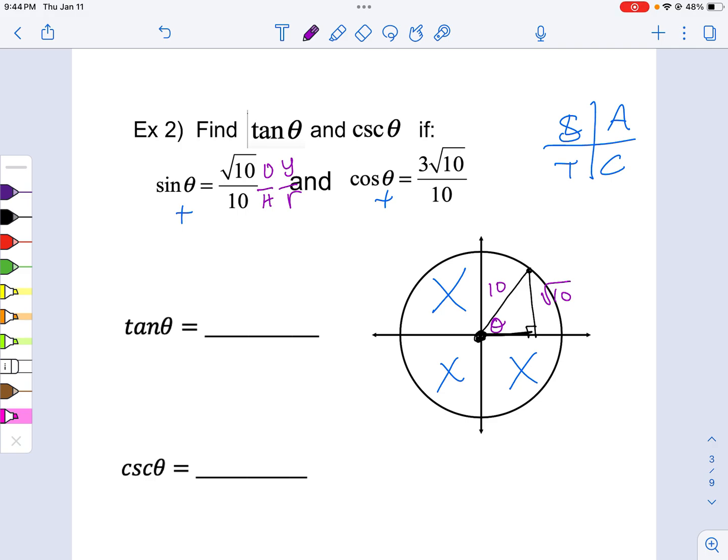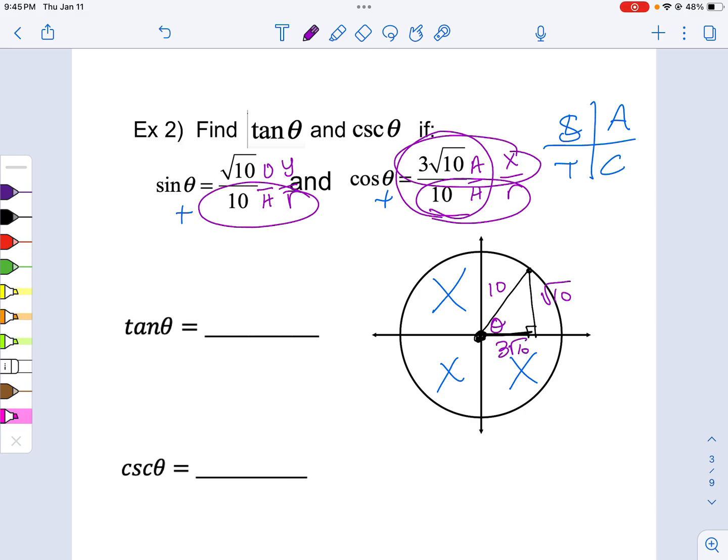Now, the nice thing here is I don't have to do the Pythagorean theorem because it gives us some more information. I know that cosine is the adjacent over the hypotenuse, or the x value over the r value. Because the 10 is still the same as the radius for both parts, that means the x value has to be 3 root 10. And in this case, because we're going to the right, it's got to be positive, and we're going up, so that's got to be positive as well.